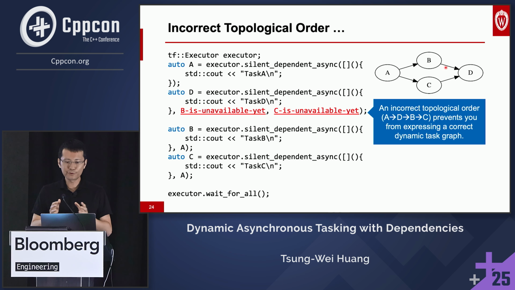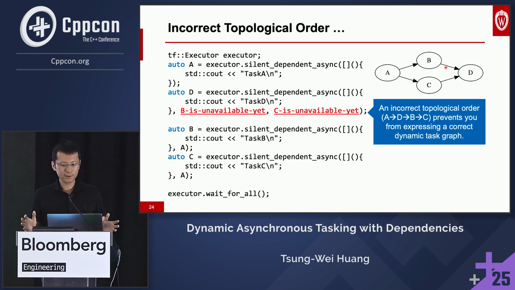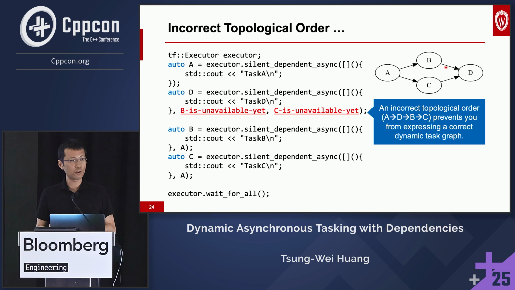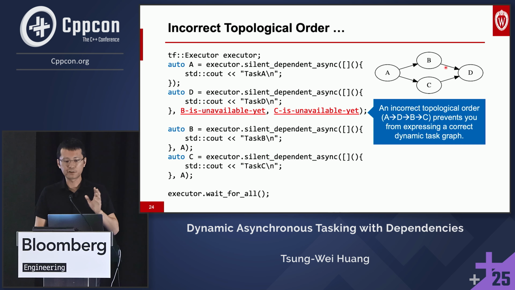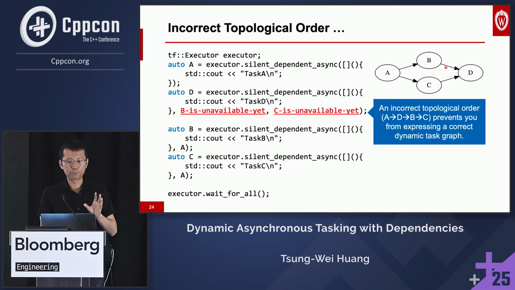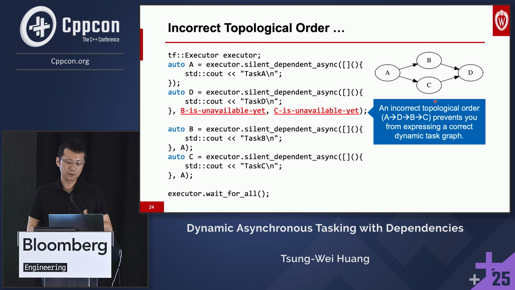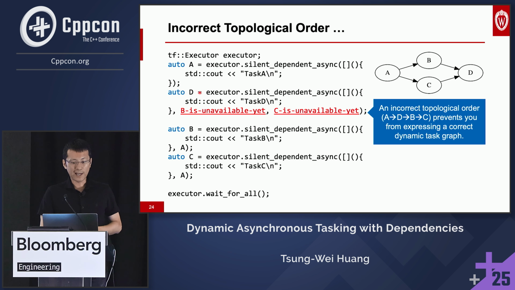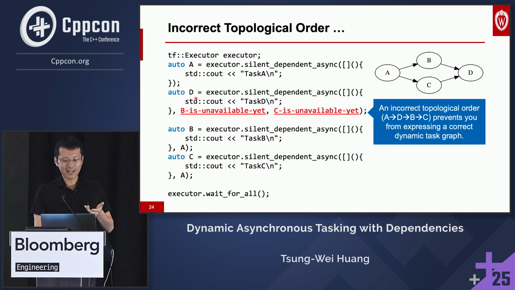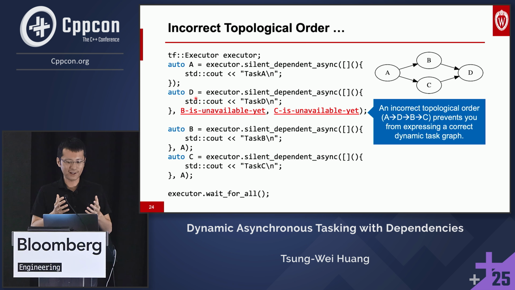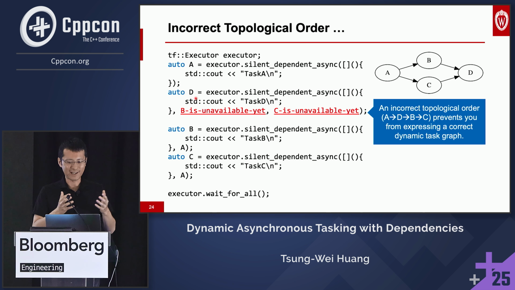If you do not know a correct topological order in your application, then DTGP will not be the right tool for you, because an incorrect topological order will prevent you from expressing a correct dynamic task graph. For example, if you create task D before tasks B and C, then you cannot specify the dependencies, right? Because tasks B and C are not available yet. So you need a correct topological order in your application in order to leverage dynamic task graph programming.